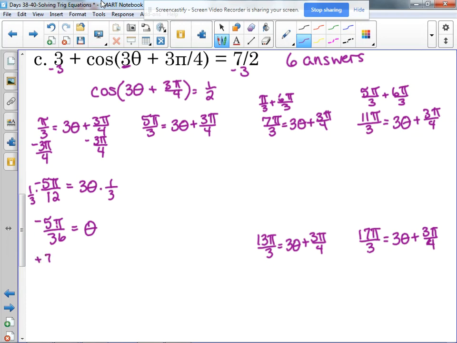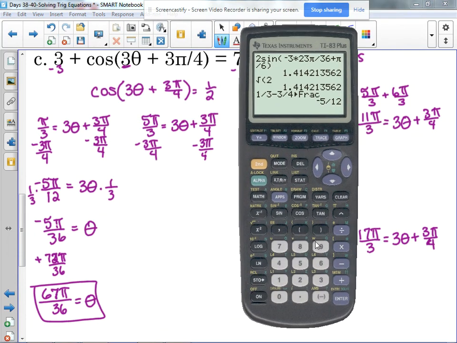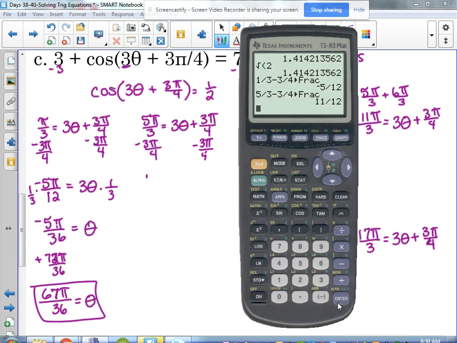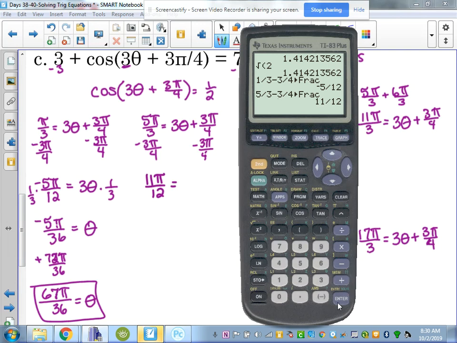So we just need to add 2 pi, 72 pi over 36. So that's what, 67? Yeah, 67 pi over 36. So again, some of these are going to look a little weird. They're not necessarily going to be angles from the unit circle. Next one, subtract the 3 pi over 4. So 5 over 3 minus 3 over 4. 11 pi over 12. That one's positive.